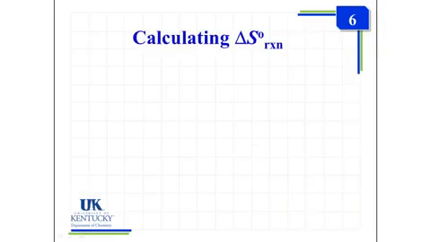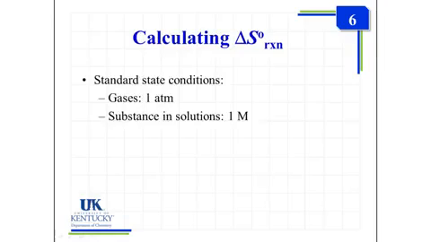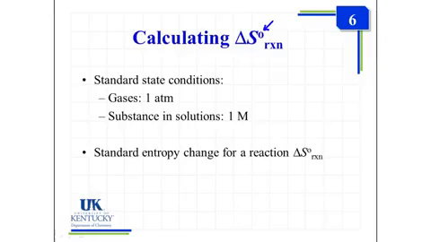We're going to learn to calculate the delta S of the system, which we're subscripting here with Rxn, meaning reaction, because the system is typically a reaction. We're going to learn to calculate it under standard state conditions, and that is what this little symbol right there means. So if anything is a gas, it'll be at 1 atmosphere. If any substance is in solution, it'll be at 1 molar.